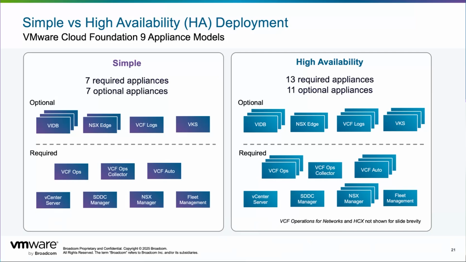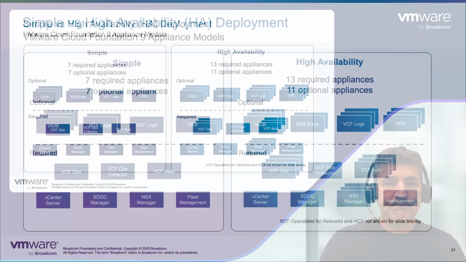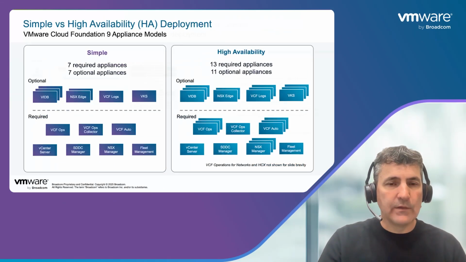And you'll see when doing the high availability deployment, things like the NSX managers, the VCF operations, VCF automation are deployed with built-in redundancy. So in the simple model, you're using vSphere HA to provide protection against failures. In the high availability, you're using a combination of vSphere HA for some components, but then you're also leveraging the inbuilt high availability capabilities of things like VCF Ops, NSX Manager, and VCF Automation. So you have that choice as well.